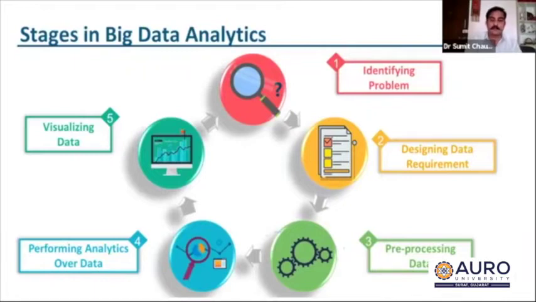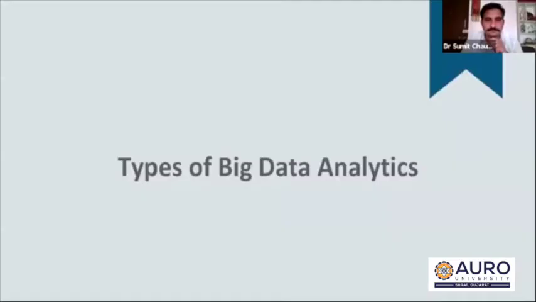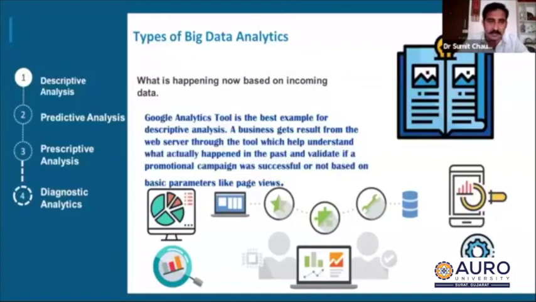Now we will discuss what different types we have of big data analytics. So next one, we have types of big data analytics. We have different kinds of big data analytics also, that will be considered like, number one, descriptive analysis. Number two, predictive analysis. Number three, prescriptive analysis. And number four, diagnostic analysis. So I'll start with descriptive analysis. So this is one type of big data analytics.